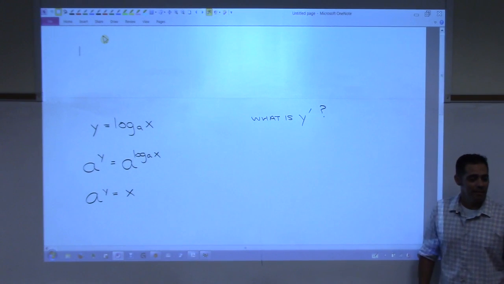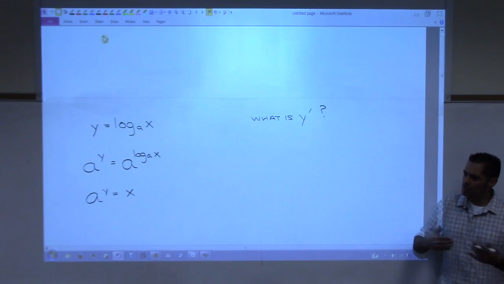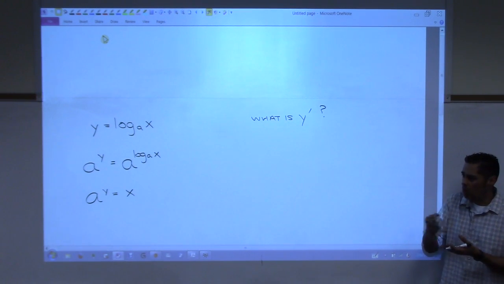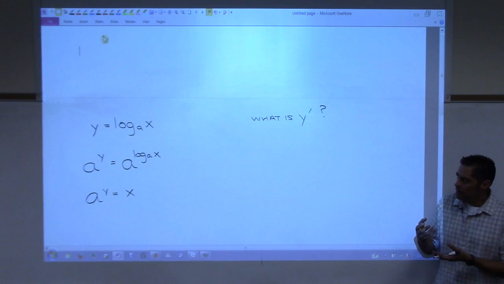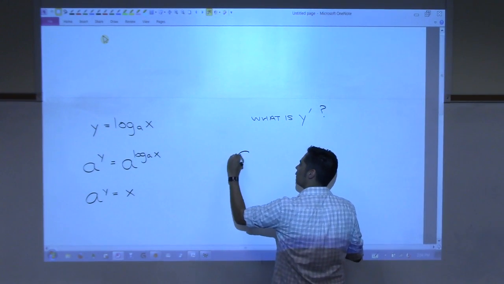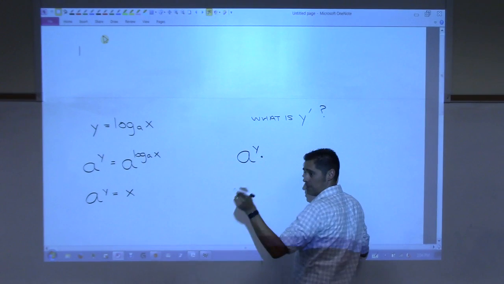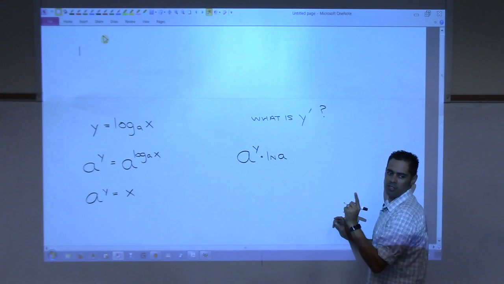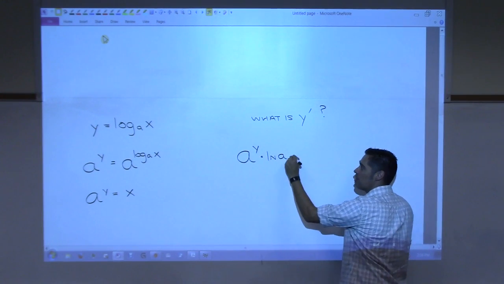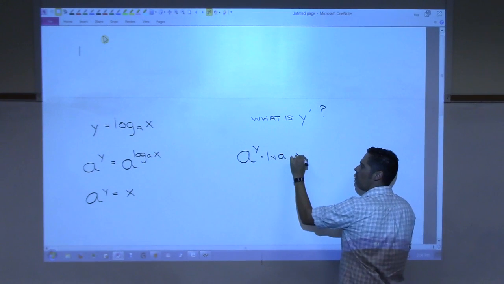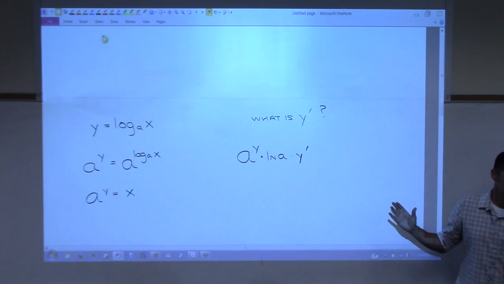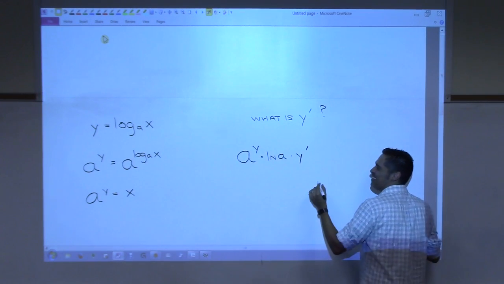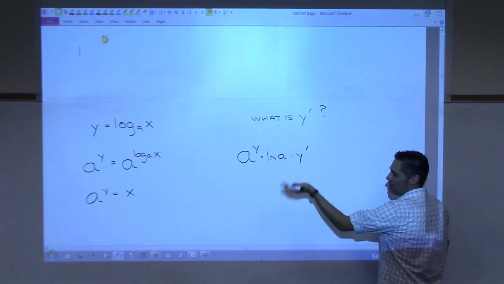What's the derivative of a to the y? Itself, right? Because a to the y is an exponential function. Y is dependent on a variable somehow. Y depends on x, so the derivative of a to the y is itself times the natural log of a. One more piece: the chain rule. The derivative of what's up here, which is dy dx, which I'm going to call y prime. Is that okay with you? That's the derivative of the left side. No parentheses. I'm done on the left side.